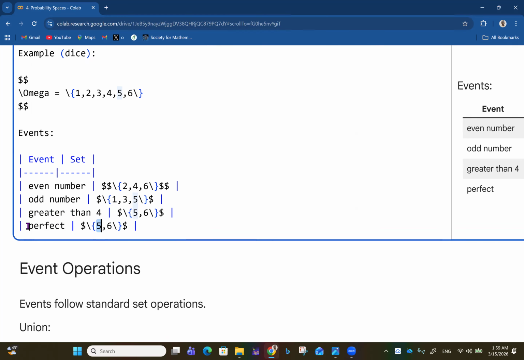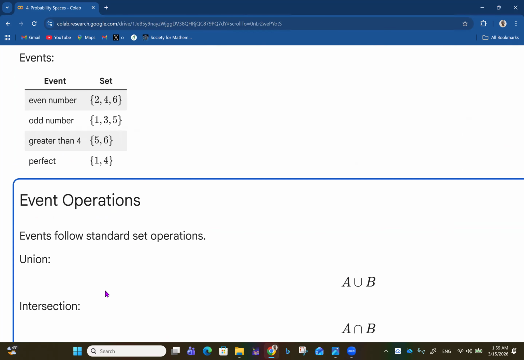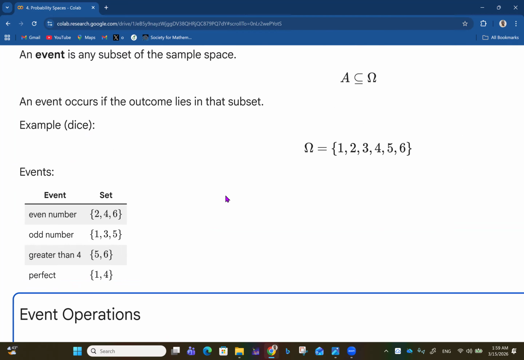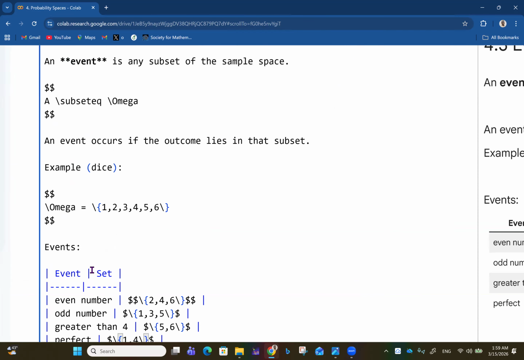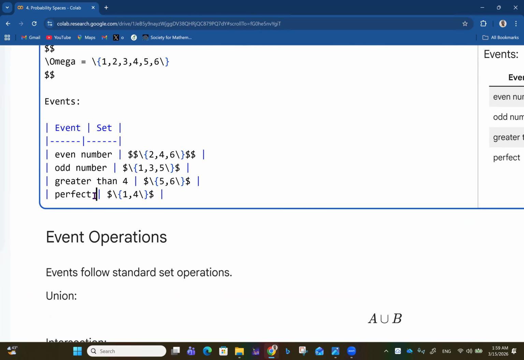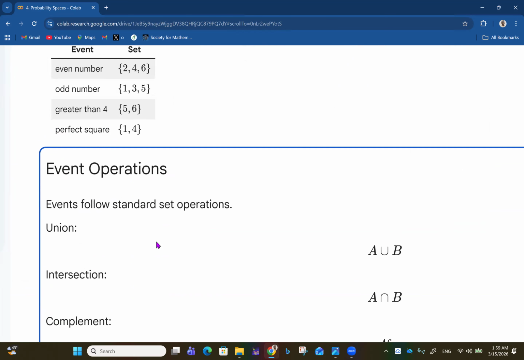That's simply 1 and 4. Okay, so if you're looking for a perfect square, you have 1 and 4 like that. I just wrote perfect square, I mean to say perfect square like that, and then that's what you get.